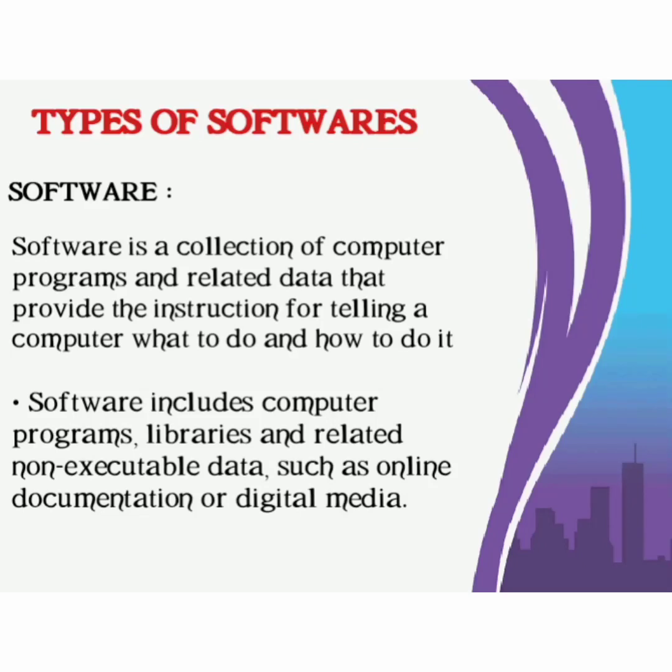Types of software. Software is a collection of computer programs and related data that provide the instructions for telling a computer what to do and how to do it. Software includes computer programs, libraries, and related non-executable data such as online documentation or digital media.